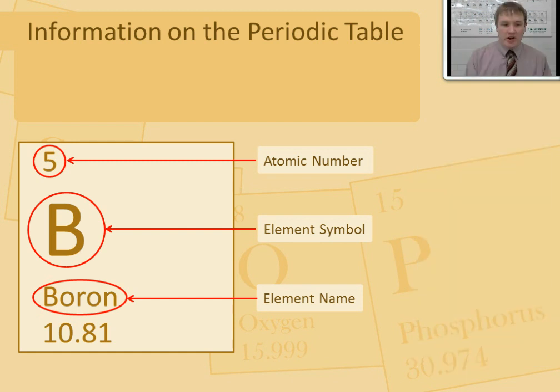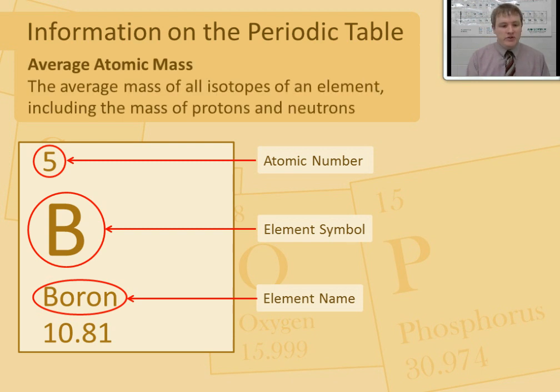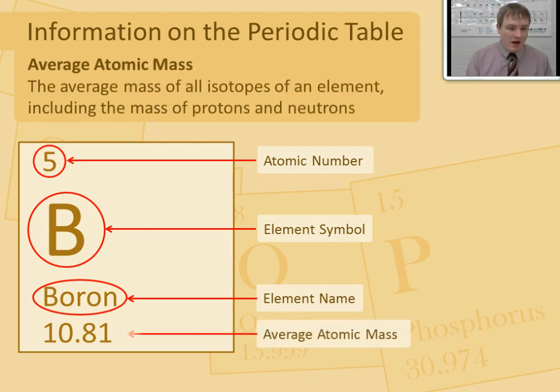So now that you understand the most basic information on the periodic table, let's take a look at one of the numbers on the periodic table that's not so simple, and that is the average atomic mass, which is usually located at the bottom of the element squares on the periodic table. Now, this number is a little confusing.